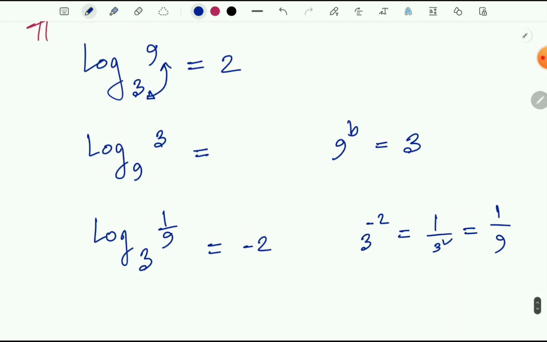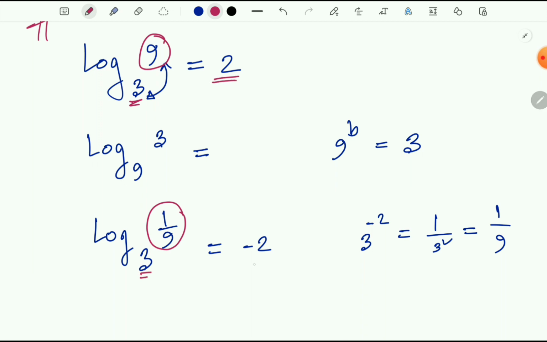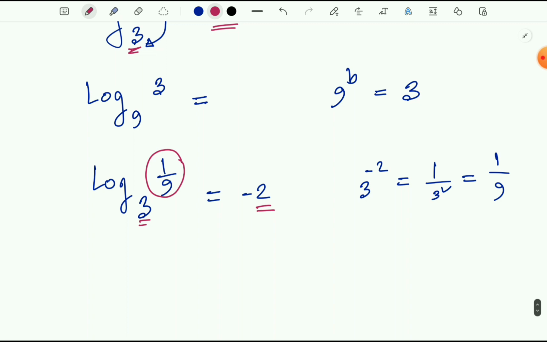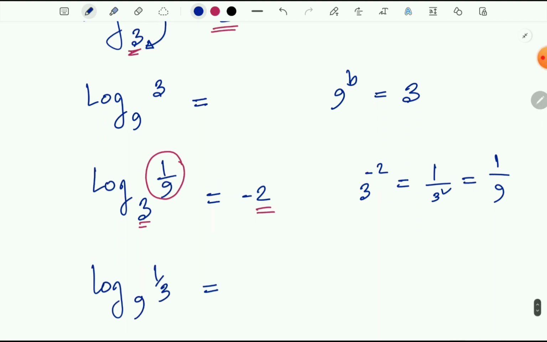So when we alter the argument and base, we get exactly the same exponent but opposite sign. Similarly, we can relate these two terms. Let's write it this way: log base 9 of 1/3. So in these two expressions the base is the same, but I just altered the argument. Here the argument was 3, which is here 1/3.